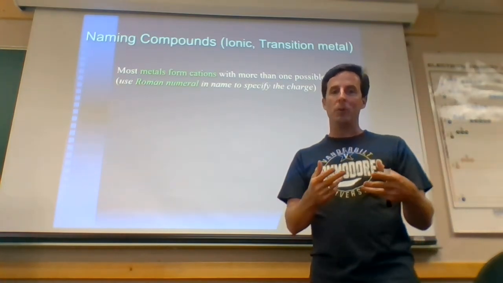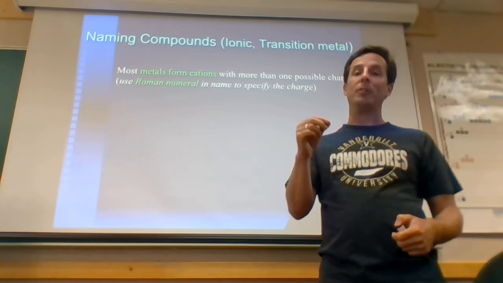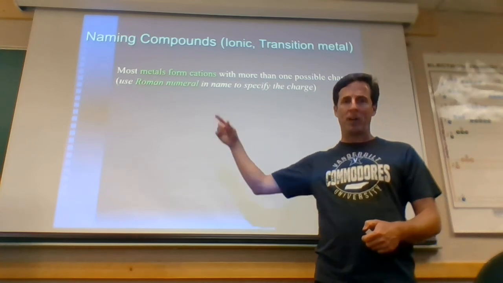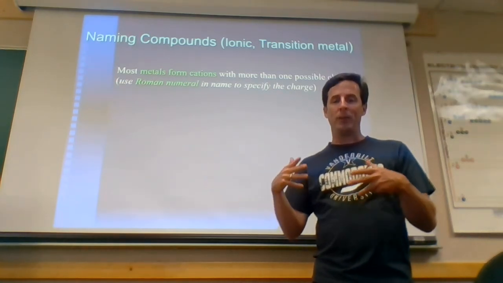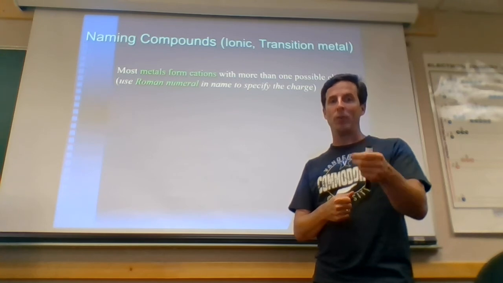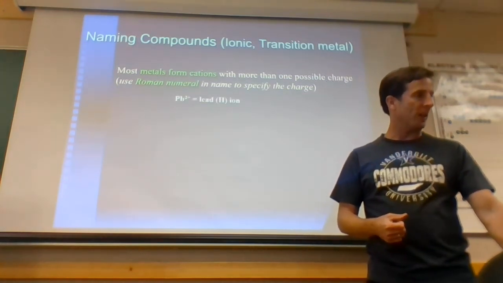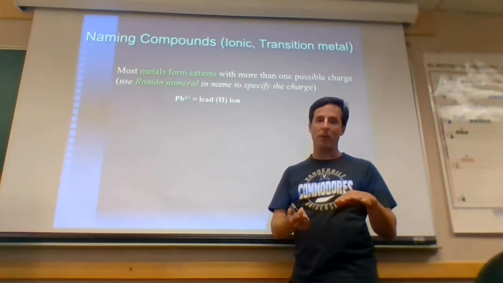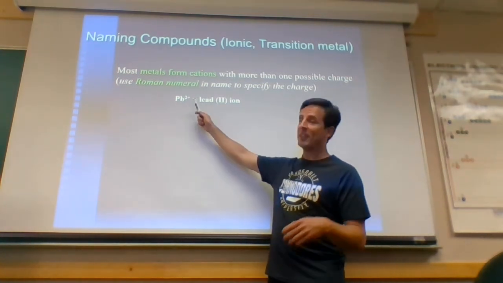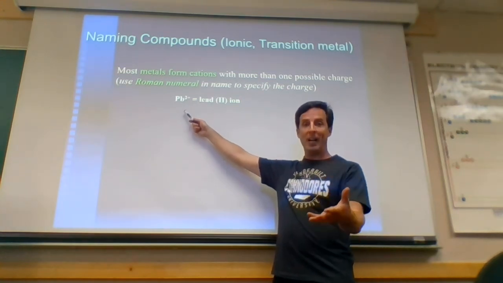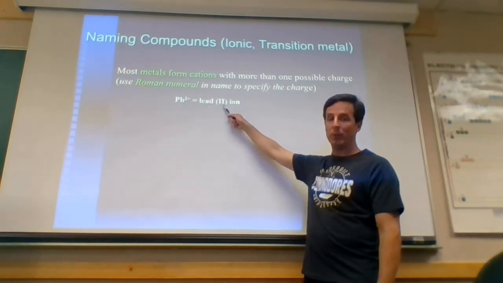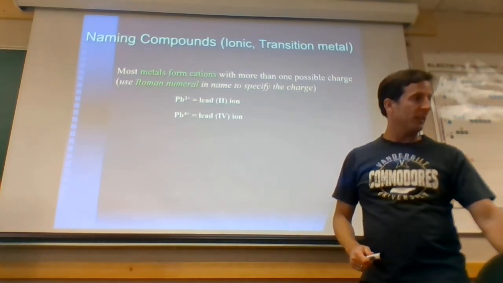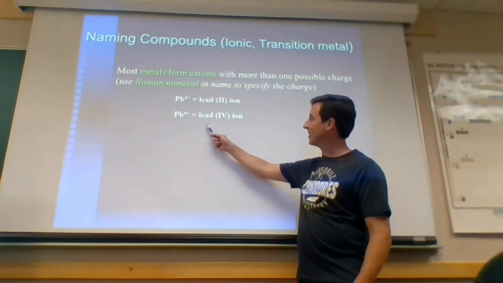So when you have one of those, you have to use a Roman numeral to specify the charge. We saw that gold could be +1 or +3. When you name a compound, you have to tell somebody what the Roman numeral is so that they can figure it out. So if I'm naming the ion, lead can actually be +2 or +4, either one. If it's +2, and I want to tell you that, I would say it's lead(II), a Roman numeral in parentheses. It's the lead(II) ion. If I had lead with a +4, then it's the lead(IV) ion.